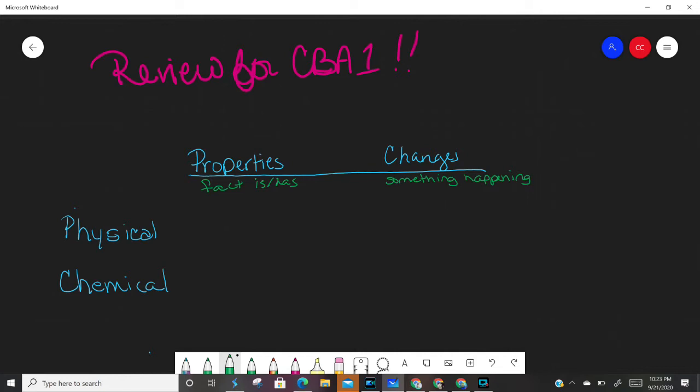So physical, or it's just what it looks like. These are its physical properties, what it looks like, how does it behave to some degree. Our chemical properties are how it is going to react with others.